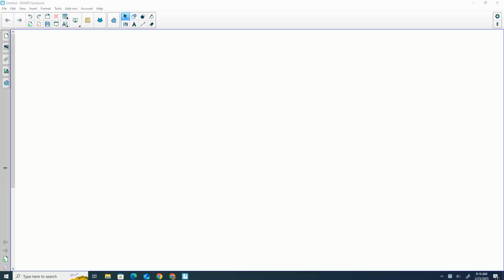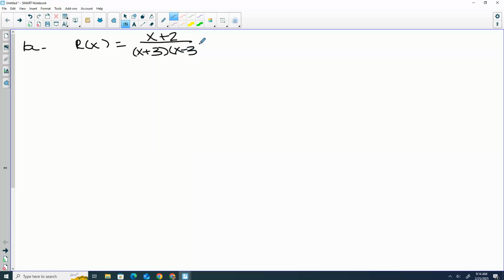So on 1, A, B, C, D, if I look at A, so our function, we have x plus 2 over x squared minus 9, which would factor into x plus 3, x minus 3. When I ask for the domain, I'm asking what x can be. We know that in a fraction, the denominator can't be 0. So we get that x can't be plus or minus 3. Since it's more than one value, you can leave it like that.